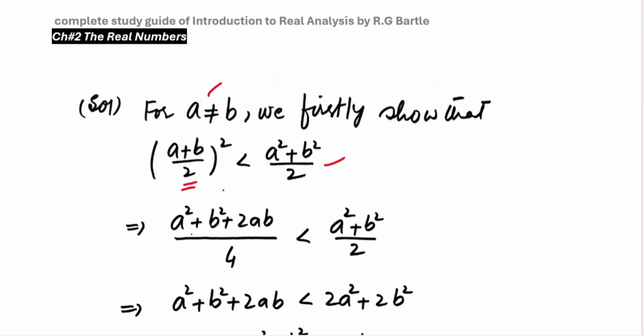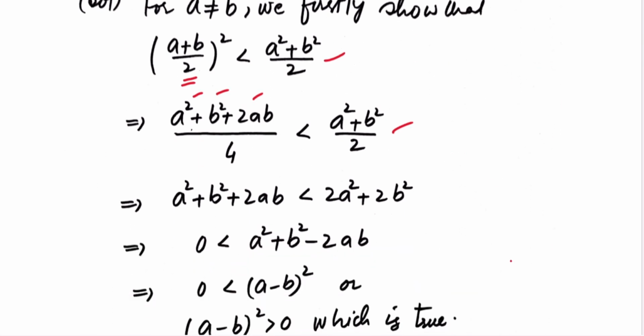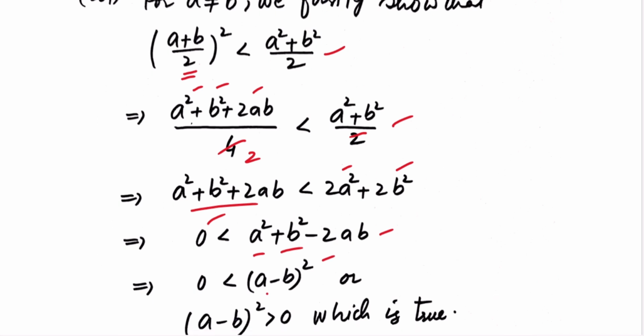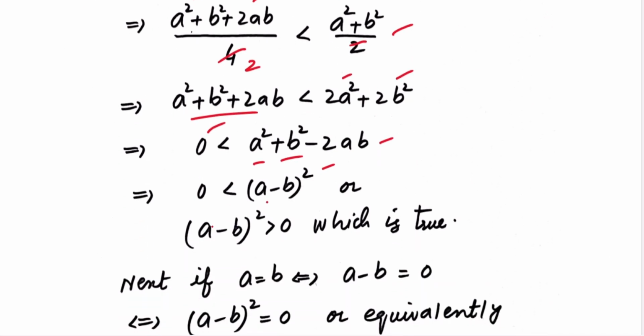So expanding the square, we have a square plus b square plus 2ab over 4 less than a square plus b square over 2. Cancelling out 2 from both sides, this gives a square plus b square plus 2ab less than 2a square plus 2b square, multiplying by 2 on both sides. Subtracting these three terms from the left side, we have 0 less than a square plus b square minus 2ab, and this can be enclosed in a minus b whole square, and this is a perfect square, and you know the perfect square for distinct real numbers a and b is always positive. So a minus b whole square is positive, which is true.